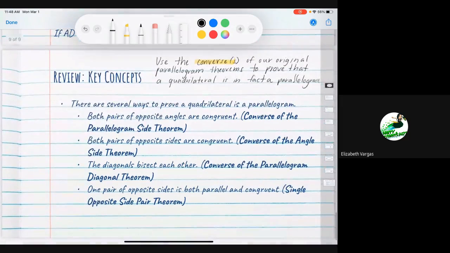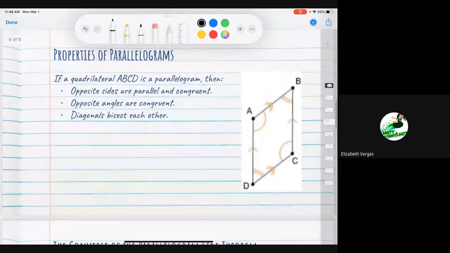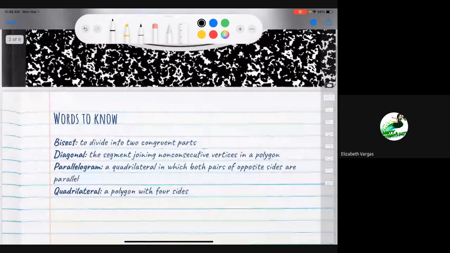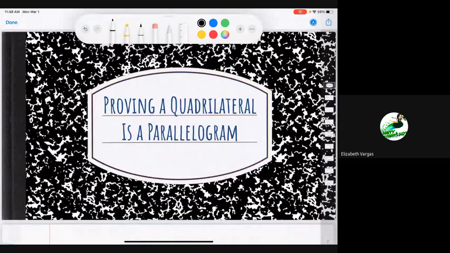Okay. So today was very much just a review of what we went over Wednesday, but now we're able to switch the hypothesis and conclusions of the theorems that we saw Wednesday, and by doing so, we're able to prove that a quadrilateral is a parallelogram. Okay. Any questions?